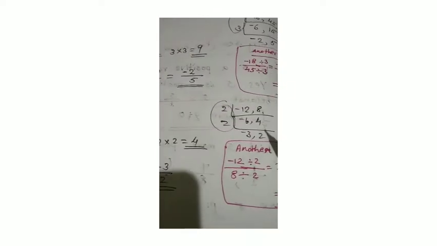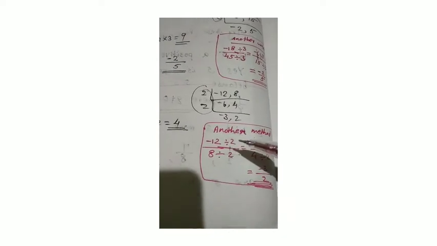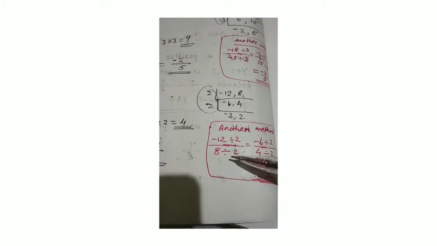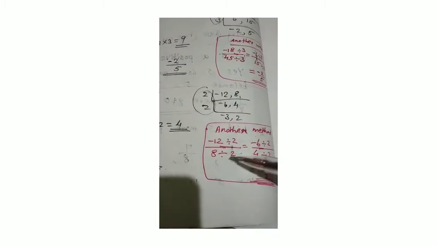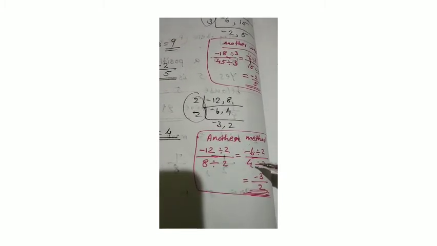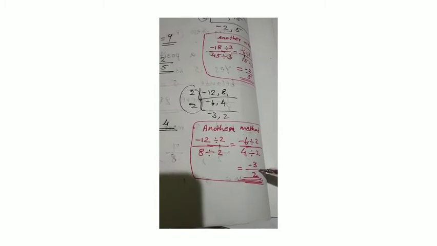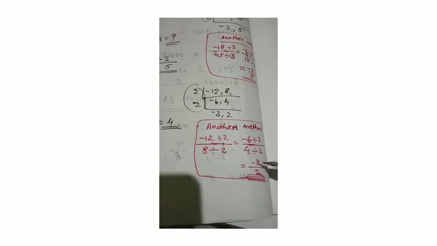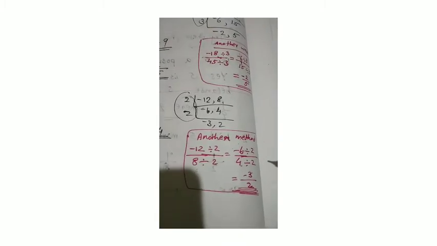Okay. Then another way was, first we can divide this numerator and denominator by 2 because both are even numbers. Negative 12 and 8. Negative 12 divided by 2 is equal to negative 6. Again we can divide this by 2 because negative 6 and 4 are even numbers. So we can divide both numbers by 2. So negative 3 on 2. There is no common factor except 1, so there is no use. Leave it at negative 3 on 2. Clear?